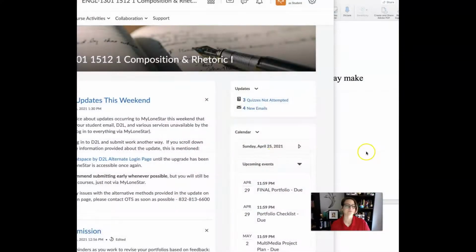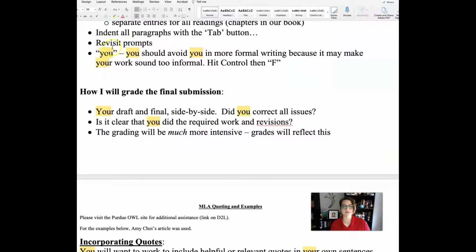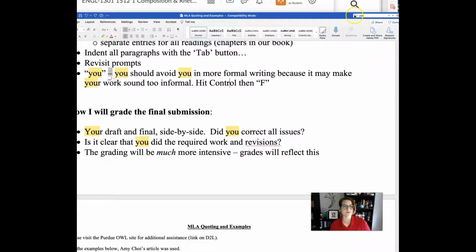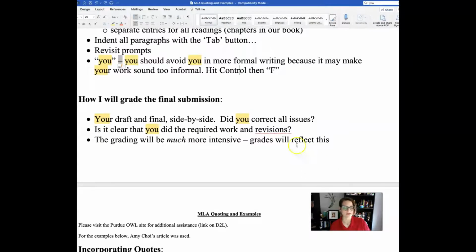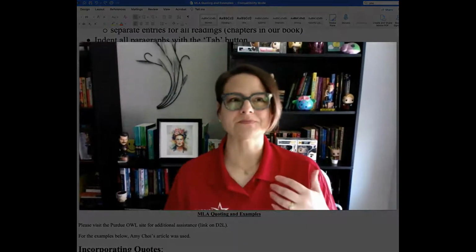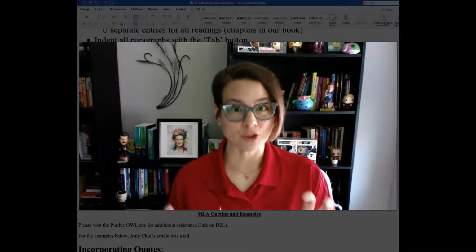So going back, I left off with the word "you." Depending on the kind of program you're using, find the little magnifying glass, or hit Control F if you're using a PC or Command F if you're using a Mac. This should pretty much work in Google Docs or anything. If you can't figure out how to use the find feature, go to the help area of whatever program you're using, because once you see how many times you have written "you" in your submission, you may be really surprised.